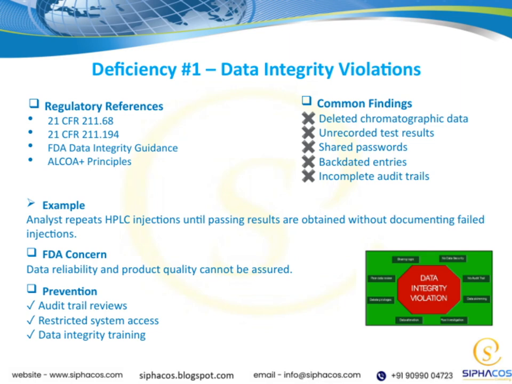A typical problem is when an analyst repeats tests until they get a passing result, but doesn't document the failures. The FDA worries this hides true product quality. To prevent this, we need thorough audit trail reviews, strict access controls, and ongoing data integrity training.